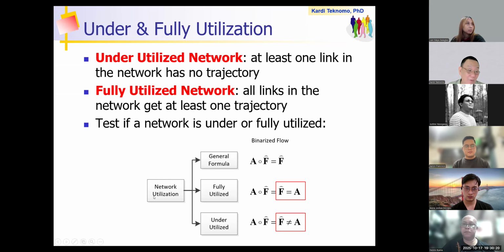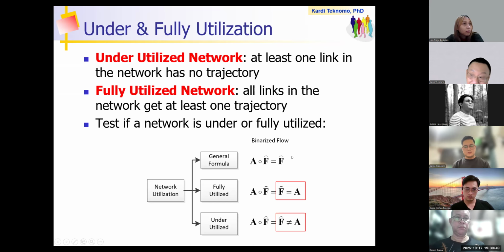Now, why is this important? Because there is a formula that is only for fully utilized networks, and there is also a formula that is general. For example, A has a product with F cup here, cup meaning binarized. We'll come back to F cup.